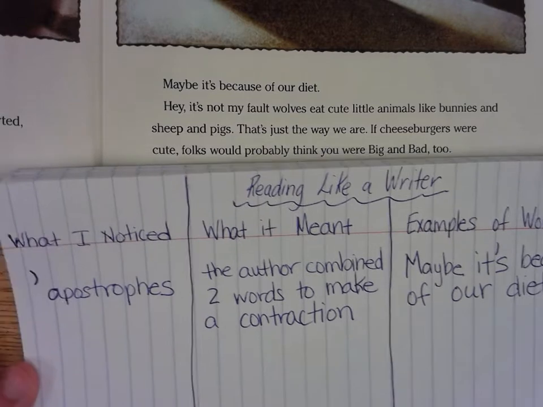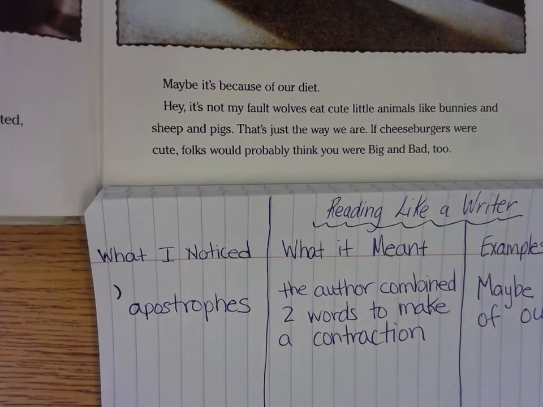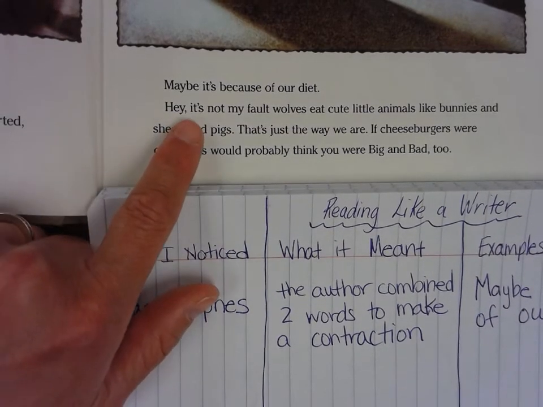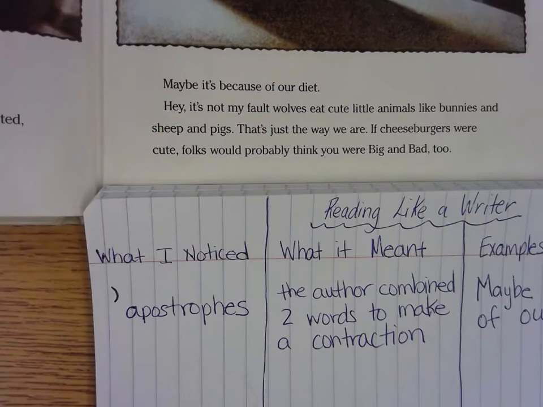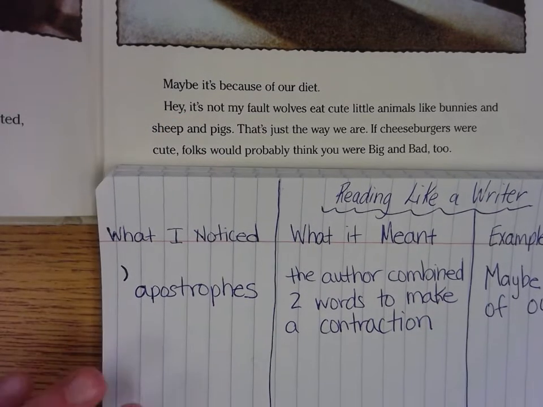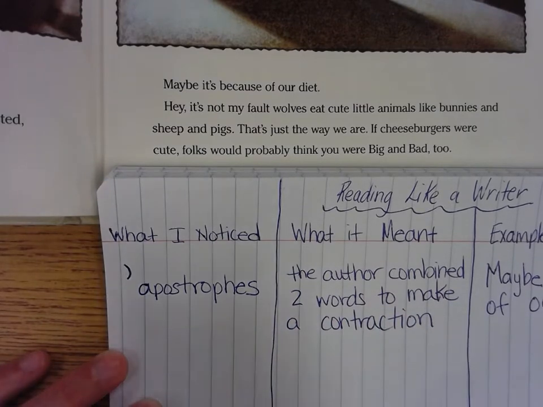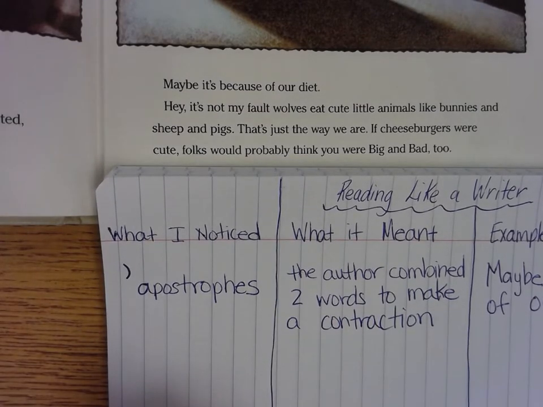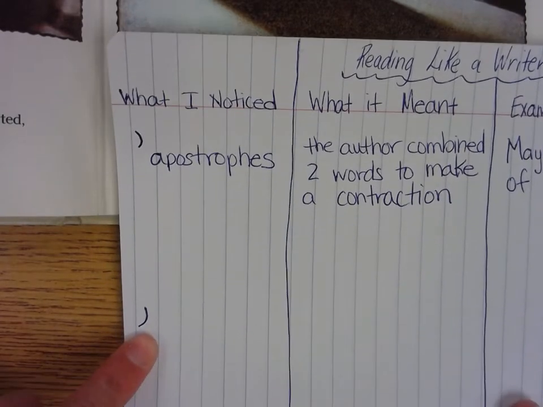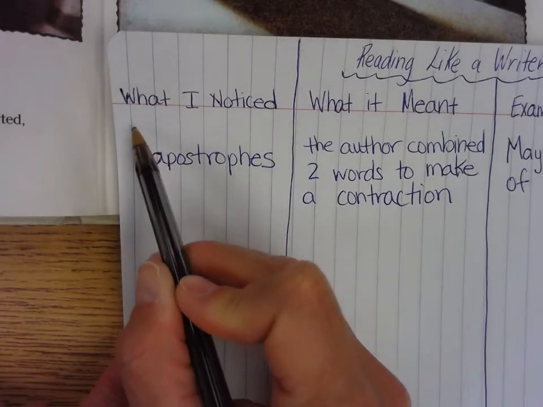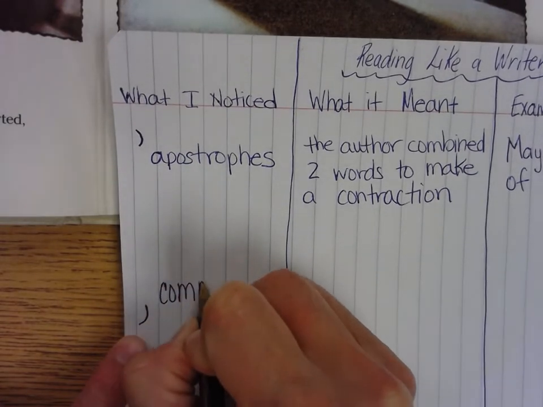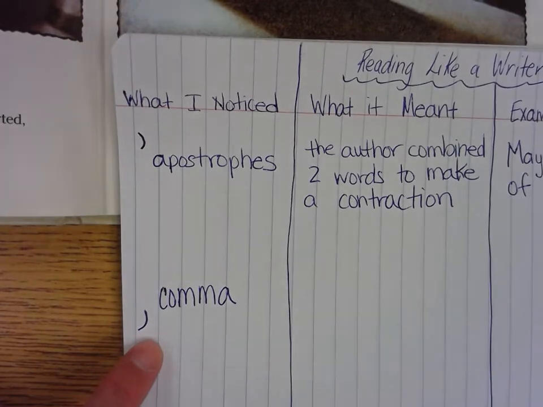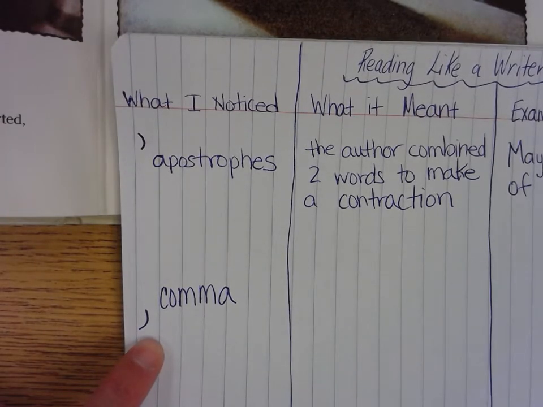Okay, as I go along, I notice right here a comma. And so it's, hey, it's not my fault wolves eat cute little animals like bunnies and sheep and pigs. So in my notebook, because I noticed a comma, I'm going to write comma. Now, an apostrophe, you notice how I put apostrophe in the word up here? So with comma, I kind of put the comma so it looks a little bit different.